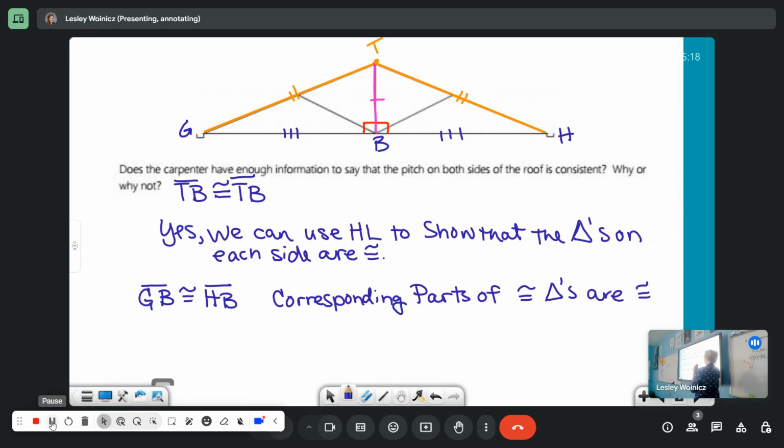Okay, now to have the same pitch, we're going to have the same rise and the same run and ignore the signs. And now we have that because we know that this side is obviously congruent to itself and these two sides are congruent.